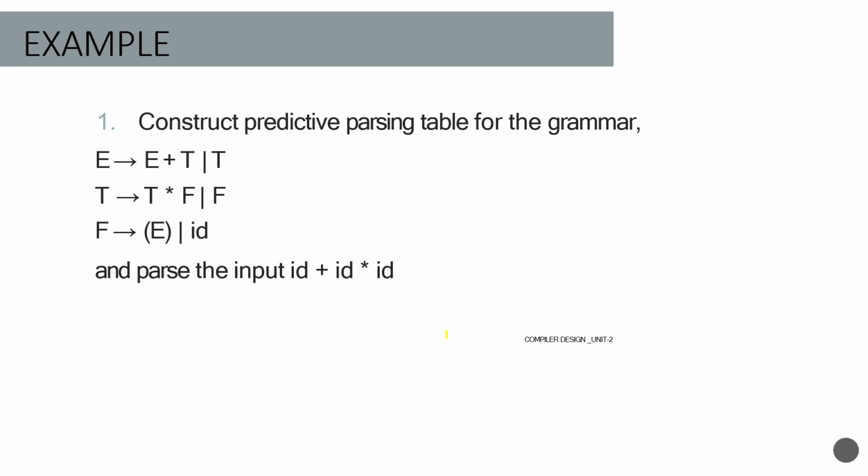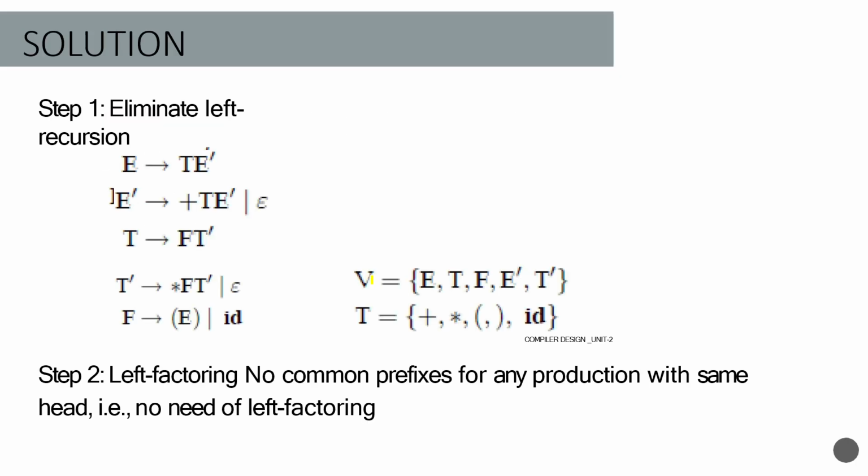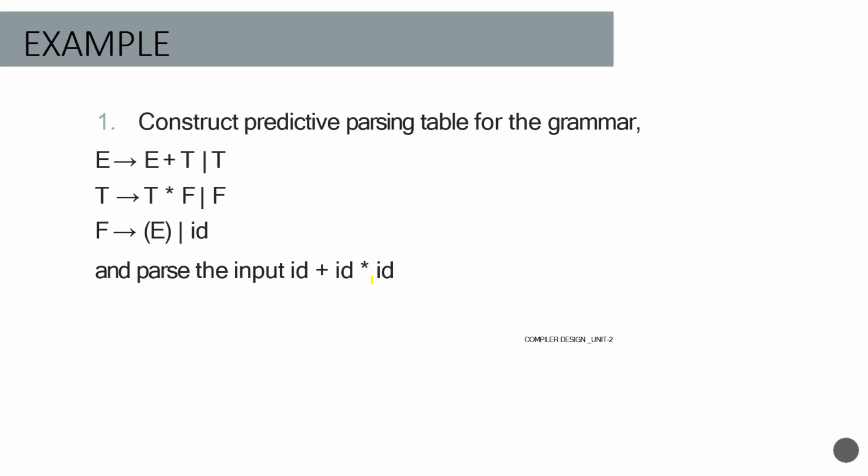So this is an example of constructing the predictive parsing table for the grammar. The productions are given and the input sentence is given: ID plus ID star ID. First, we need to eliminate the left recursion. In this grammar, we have left recursion: E and E are both the same, and here T and T are both the same. So this is a left recursive grammar.